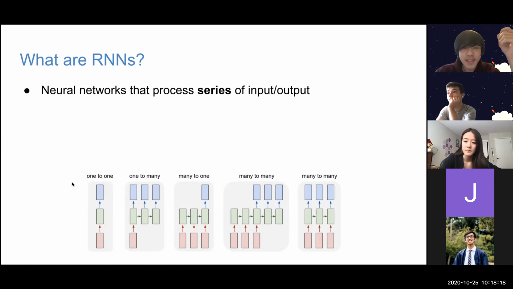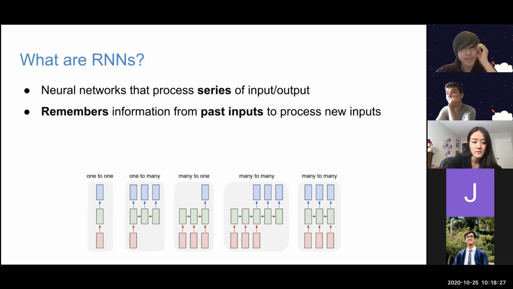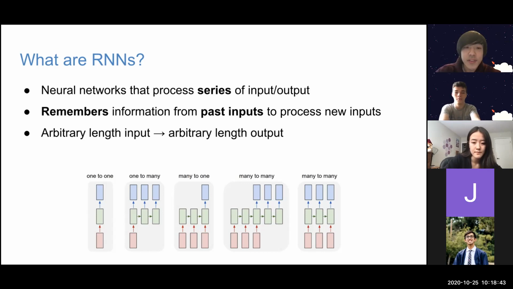So the way we solve this is by using RNNs. These are neural networks that are designed to process series of inputs and outputs instead of just singular inputs and outputs. The basic idea behind them is that each RNN cell remembers information from previous inputs, and it uses that in order to process new inputs and produce its output. Like I said, the benefit is that you can take an arbitrary length input and produce an arbitrary length output.